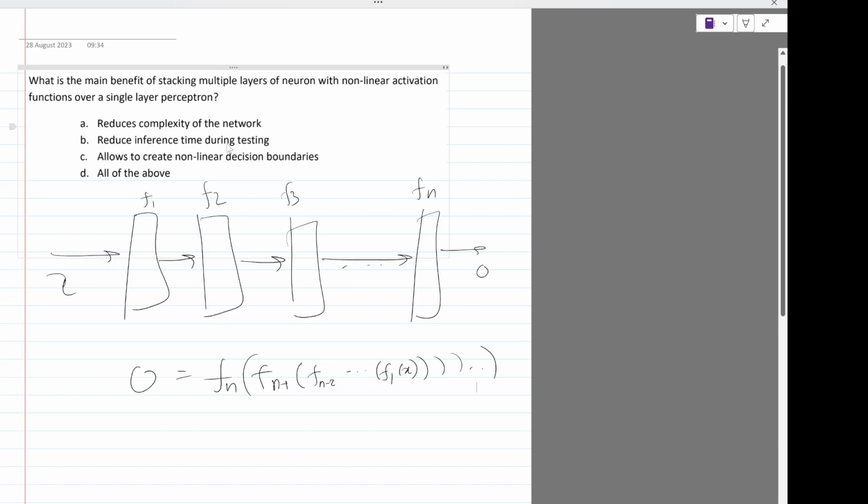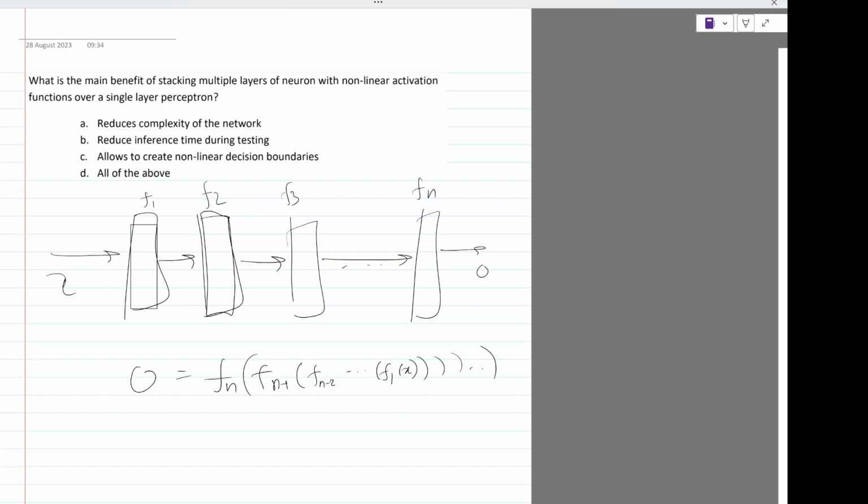Option: reduces inference time during testing. So when you have many layers, you have to do all the computations. This computation has to be done first. All the computation in this layer can be done in parallel. But the next layer F2 computation can only be done after F1 computations have been done. So the more layers, Fn has to wait for F1, F2, F3, F4, all of them to compute till Fn gets an input. So the inference time is increased during testing. It's not decreased.